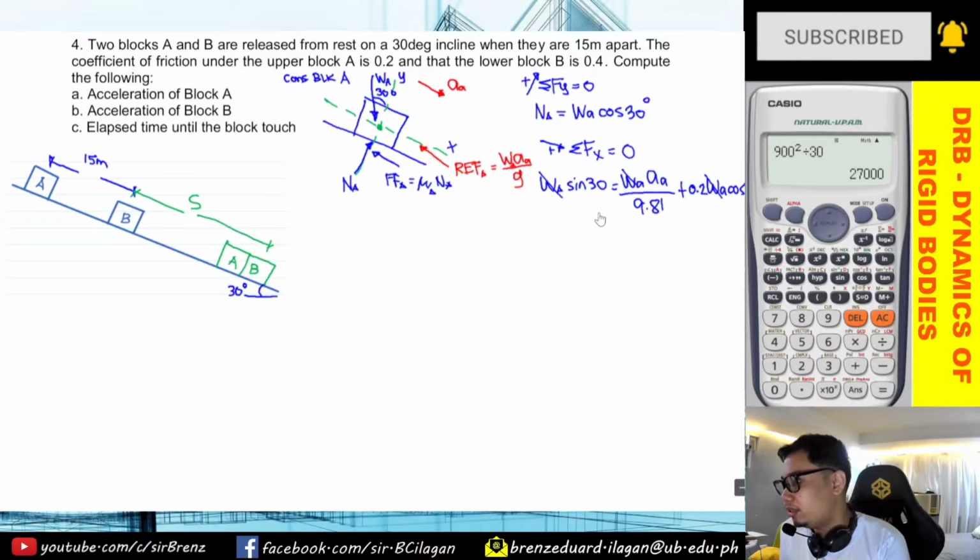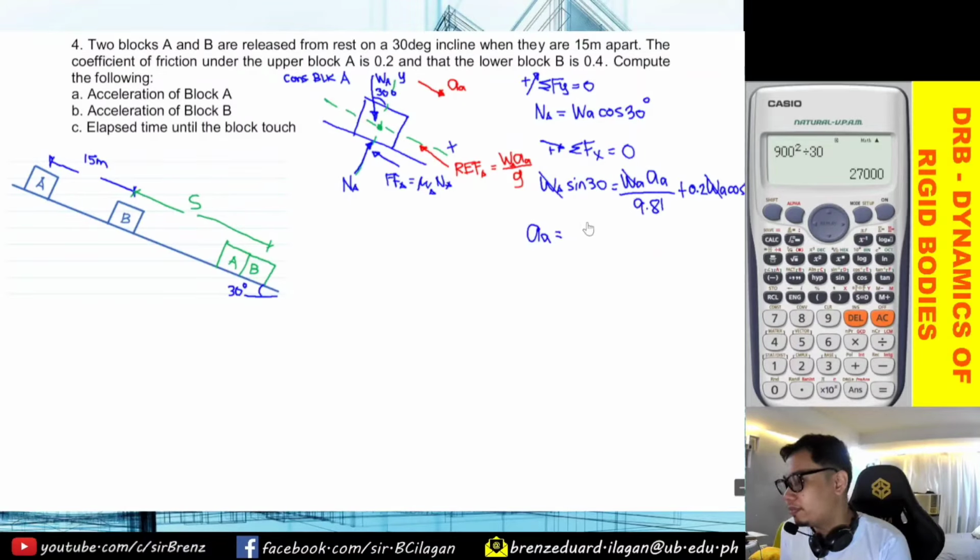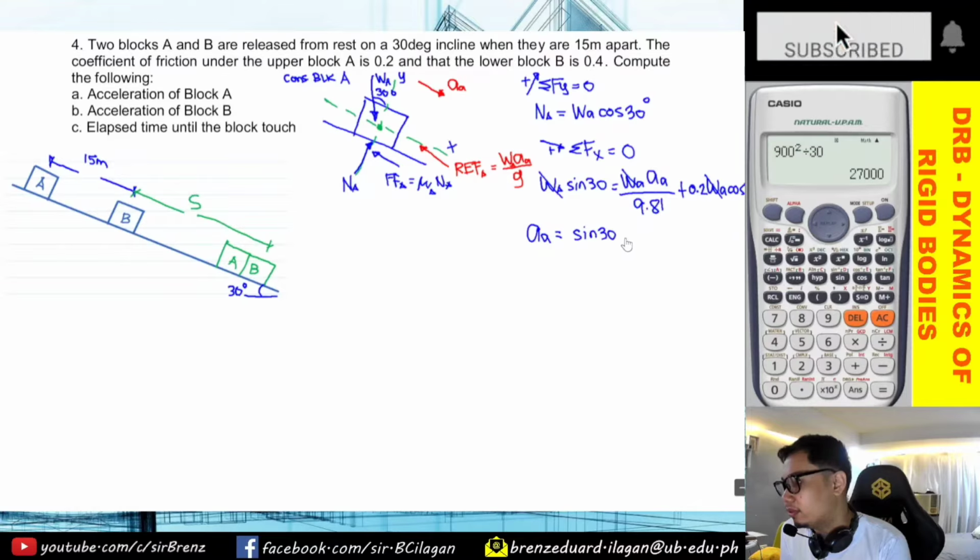Okay, so we can now solve for the acceleration of block A. Let's simplify. This is sine 30 minus 0.2 cosine 30, and then multiply by 9.81.